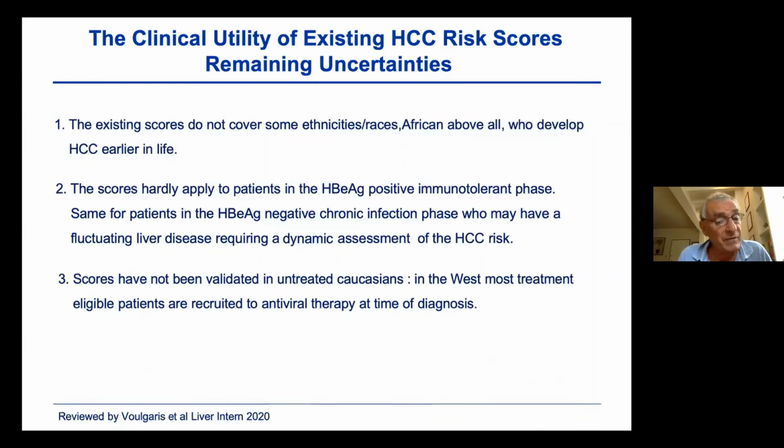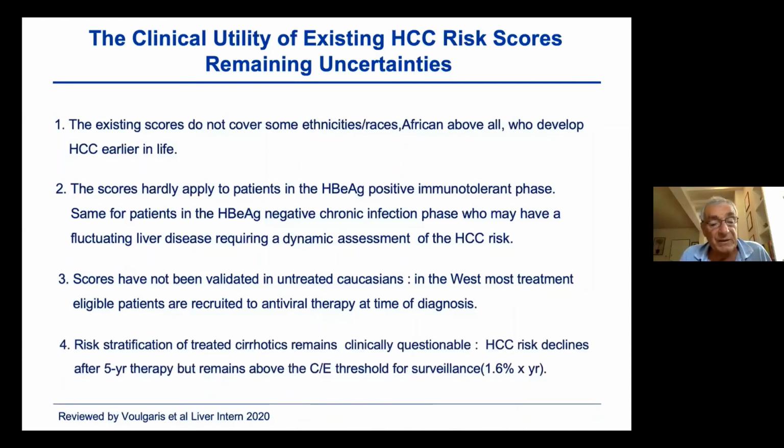Point three, scores have not been validated in untreated Caucasians, and the reason is simple. Here in the West, in most countries, patients are not deferred to therapy if they fit the criteria of treatment, and this is even more so since the generics have become available in the eastern part of Europe. So in the West, most treatment-eligible patients are being recruited to antiviral therapy at the time of diagnosis and are therefore not eligible to follow-up studies as an untreated population. Point 4, re-stratification of treated cirrhotics remains challenging. HCC risk declines after 5 years of therapy, but it remains above the cost-effectiveness threshold for surveillance, which, as you know, is 1.5% per year. So these are the remaining uncertainties.